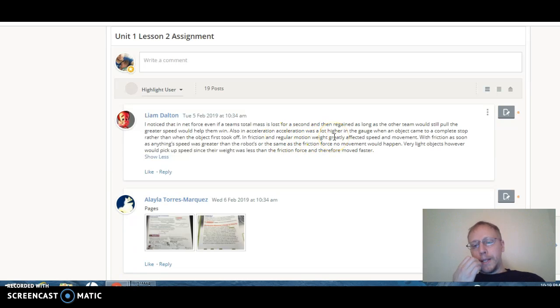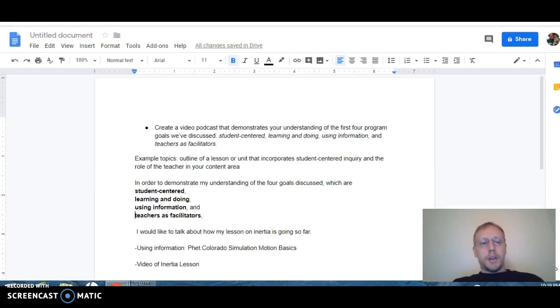So that was the key that I needed them to get from the simulator, was that the lower the weight, the faster you could push the thing. And that'll be really good for when we go over force equals mass times acceleration. And they'll have that discovery piece where they were learning and doing, and not just reading out of a book or listening to me talk about it.